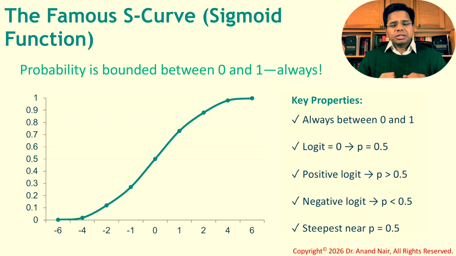When the Logit equals 0, the probability is exactly 0.5. It's a coin flip. As the Logit goes positive, probability increases toward 1. As it goes negative, probability decreases towards 0. Also notice where the curve is steepest, right around 0.5. This means a small change in the predictor has the biggest impact on probability when you're near the 50-50 zone. Once you're already at 95% probability, it takes a lot more to push you to 96%. This is why we can't just use linear regression for classification. It would give us probabilities outside 0 and 1, which makes no sense.